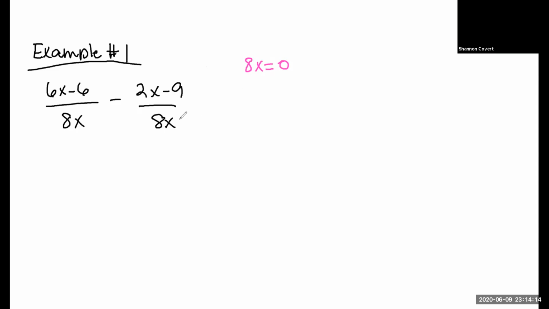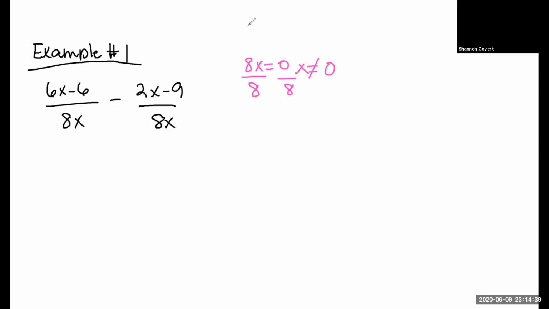To find your restrictions, if there's a variable in your denominator, you're going to have a restriction. So you simply set your denominator equal to 0 and solve for your variable. So in this case, 8x equals 0. I'm going to divide both sides by 8. x cannot equal 0. That's my restriction.